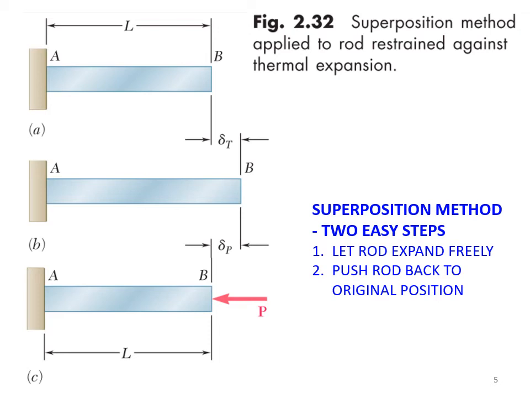First, we calculate thermal elongation during free expansion. Second, we use Hooke's law to express mechanical contraction as we push back. Finally, we combine these two equations to give our desired solution in terms of force P.